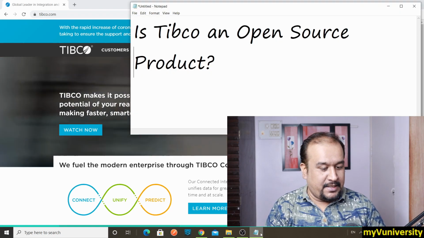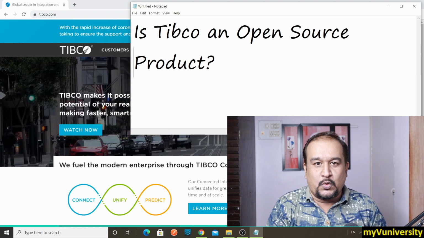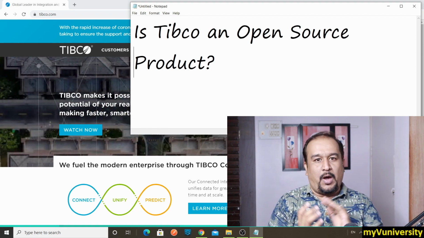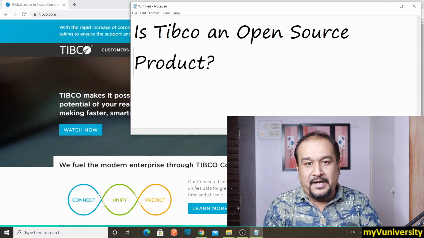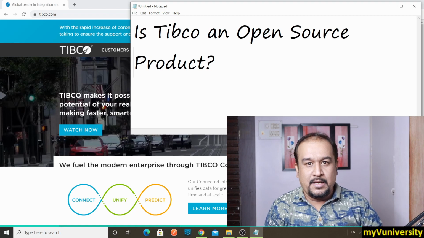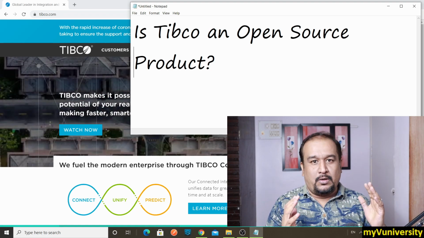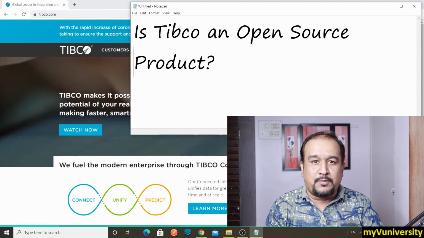The question is this one. Is Tibco an open source product? You might have heard about Tibco. Tibco is a US based company. They are global leaders primarily in the integration area. But okay, so I know what Tibco is, but is it an open source product?